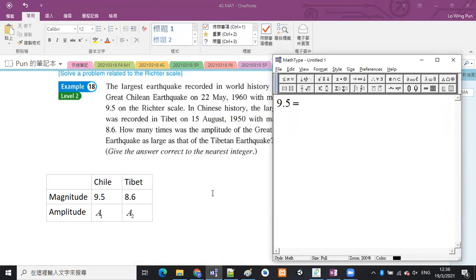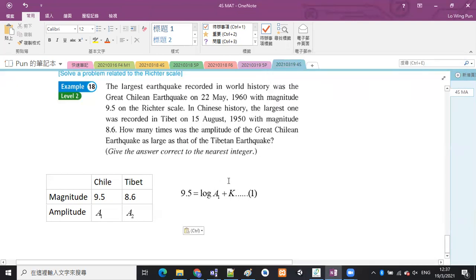9.5 is equal to log A1 plus K. Can you get this? This equation is for the earthquake in Chile. And let's call this equation 1.